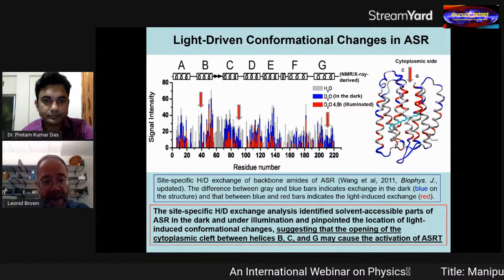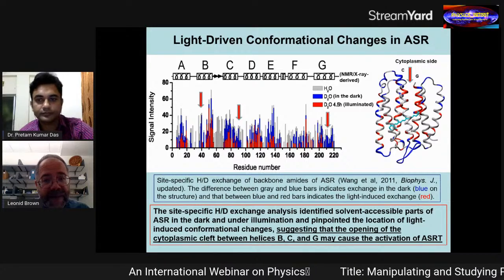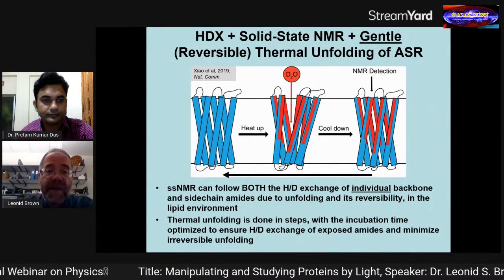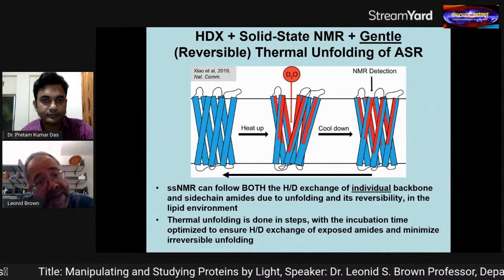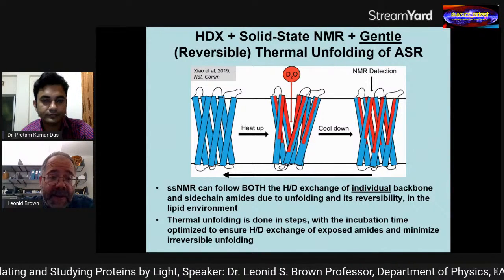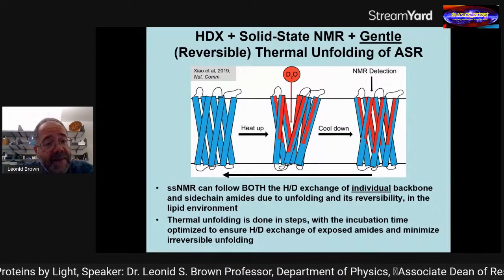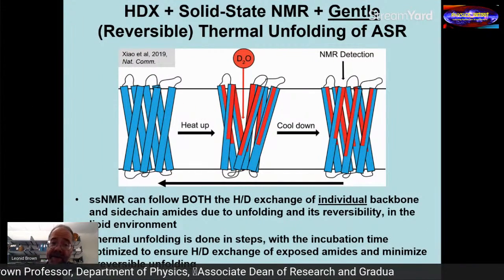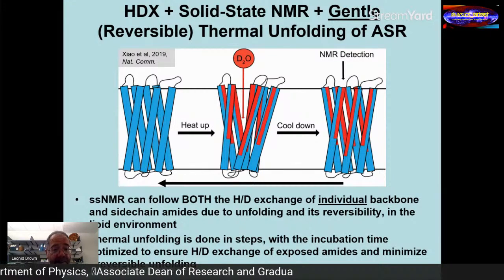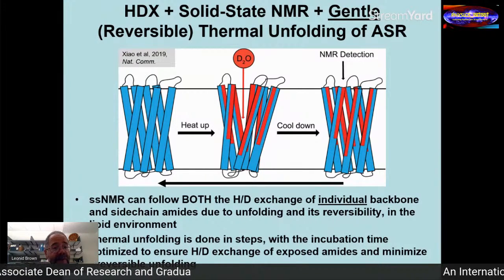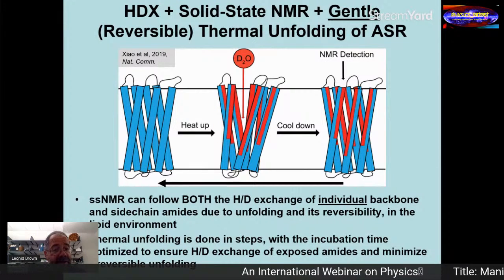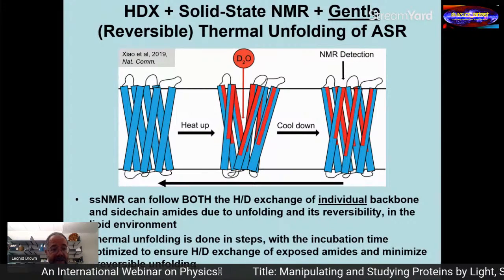Yeah, so now we turned to something else. We want to see the unfolding, which will help us to understand the folding of this protein. So how do we do it? We combine thermal stability assays with solid state NMR. So basically we heat up our protein in deuterium, in heavy water, it penetrates and it exchanges with protons, which we can detect as I just described.